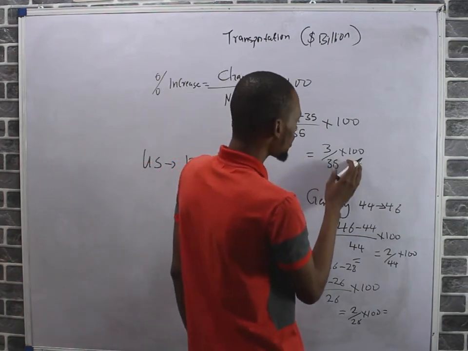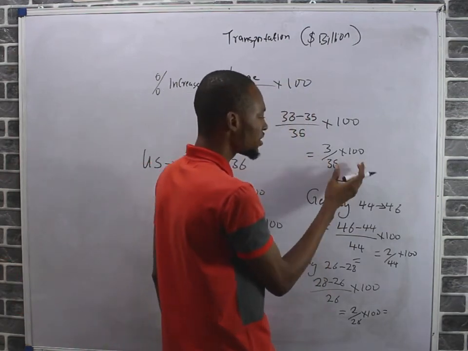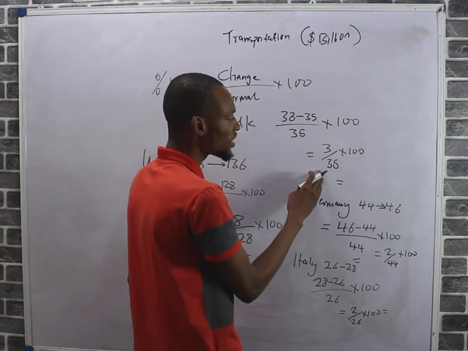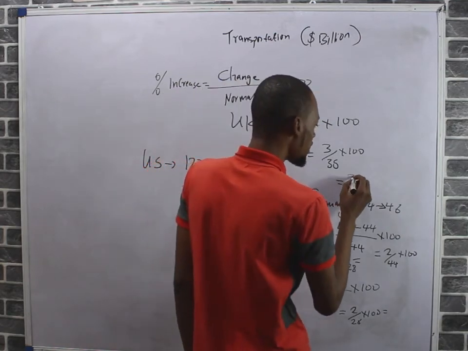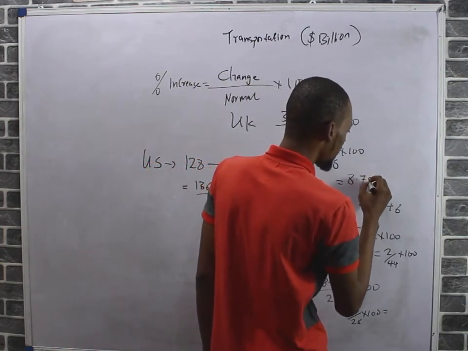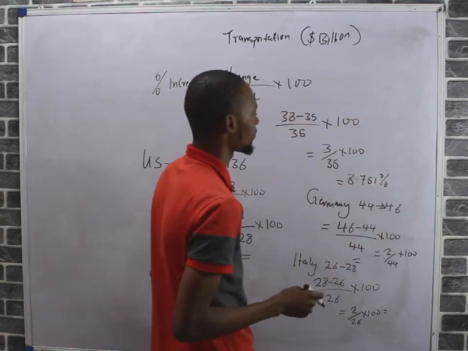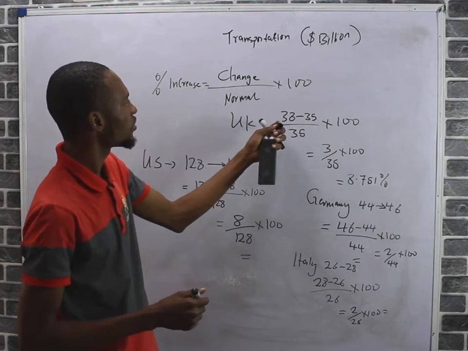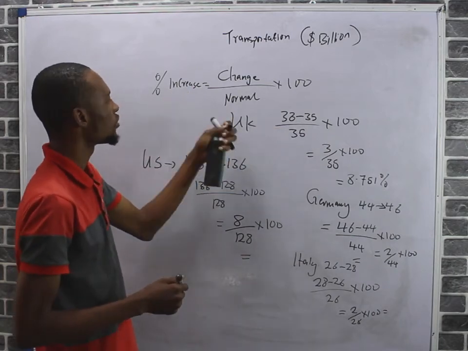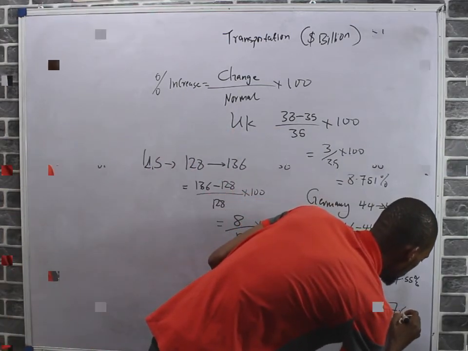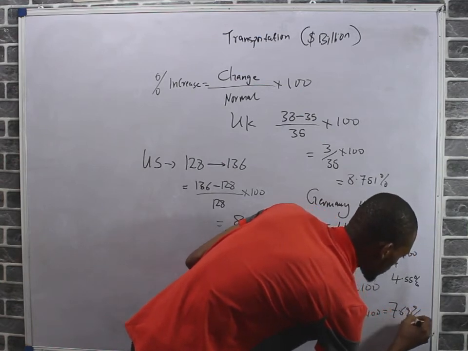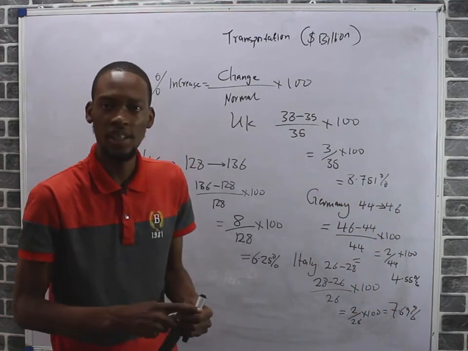Now this guy is the same thing as 3 times 100 is 300. 300 divided by 35 is around 8.751 or so. That is the percentage change for UK, 0.69%. So now let's read the question again.